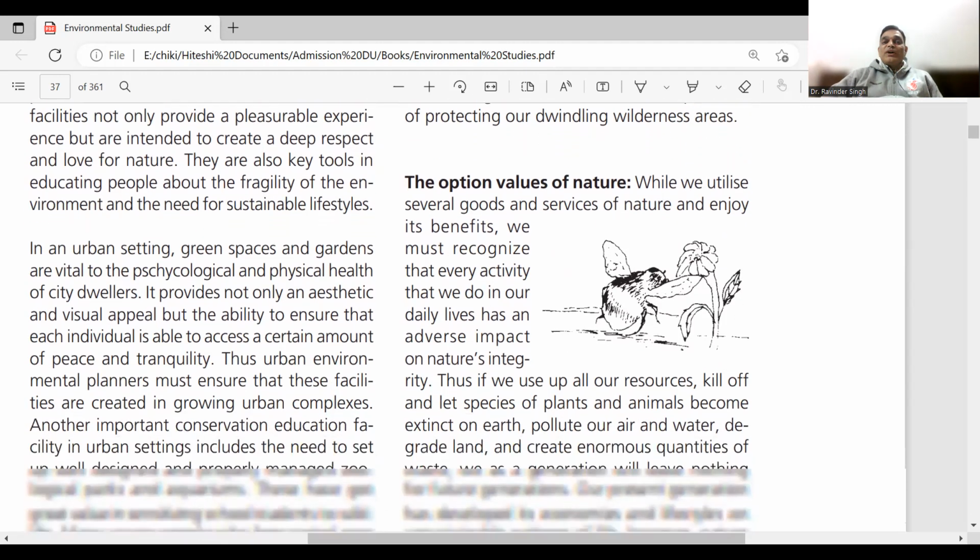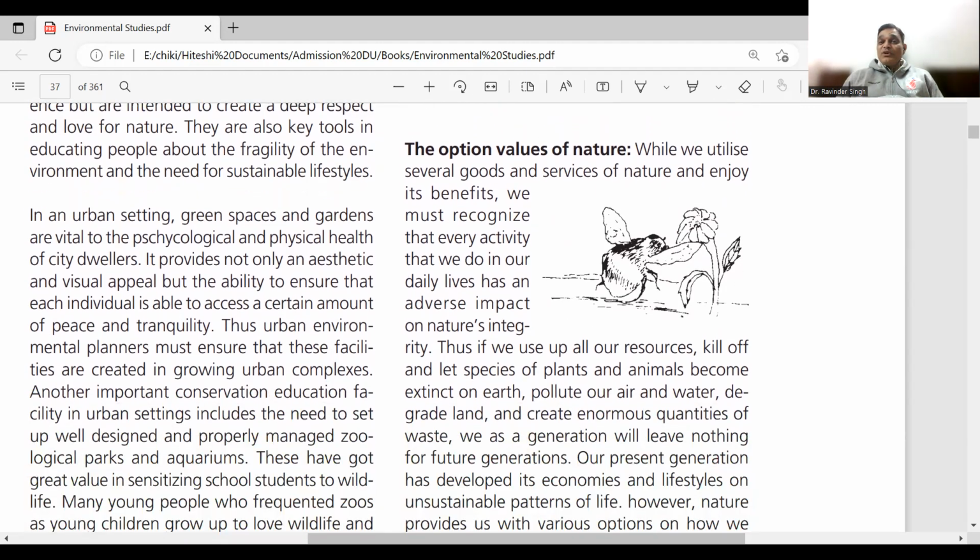The option value of nature. What is the option value of nature? While we utilize several goods and services of nature and enjoy its benefits, we must recognize that every activity that we do in our daily lives has an adverse impact on nature's integrity.